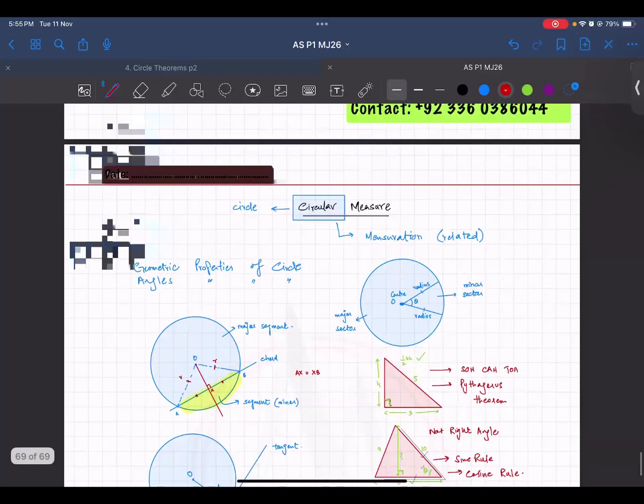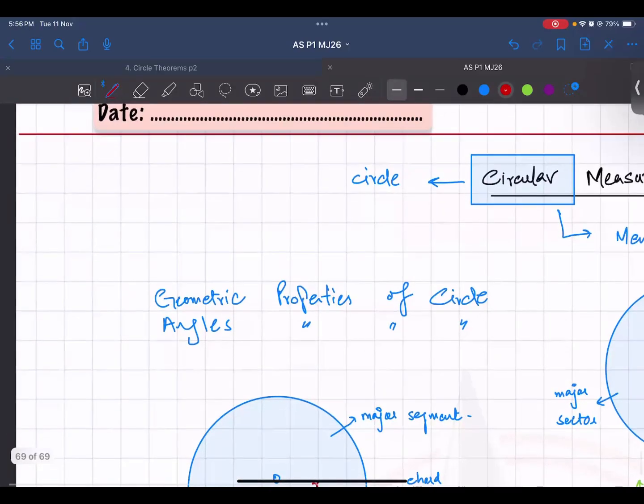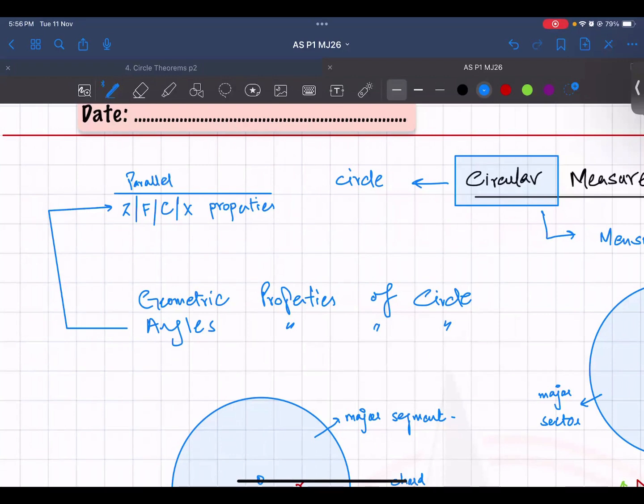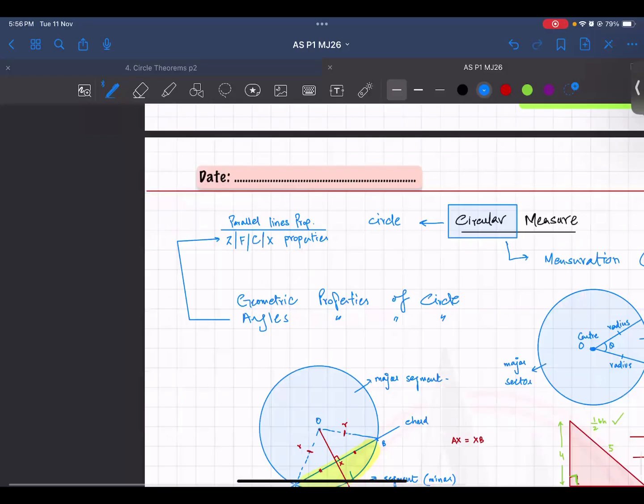Okay, all the previous angle properties you should also recall. You should revise angle properties: the straight line property, the Z property, F property, C property, X property, all of these properties as well. These are the parallel line properties. These can also be applied over here, and all of the circle properties as well can be used.